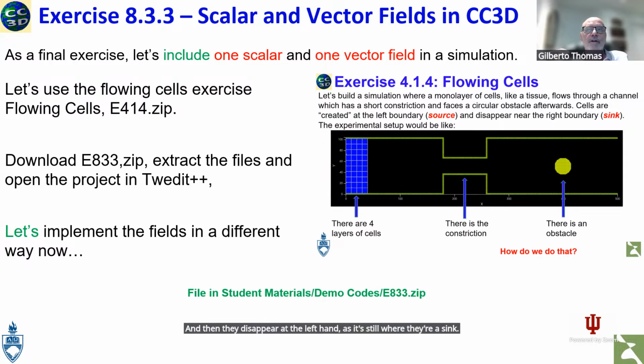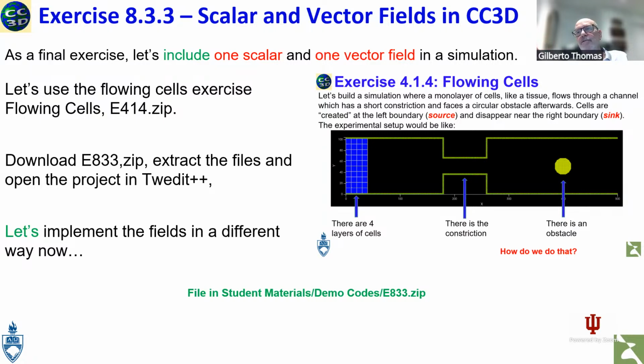Okay? So the cells move by external potential, cross the constriction, find an obstacle, and leave the channel. Okay, this is the E833 example in the demo materials.